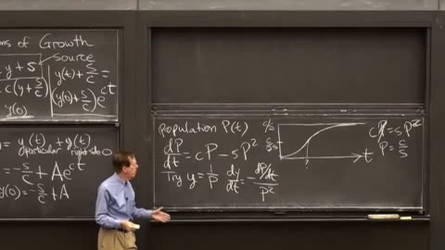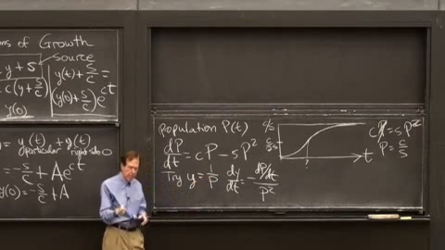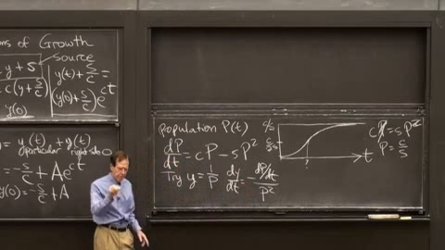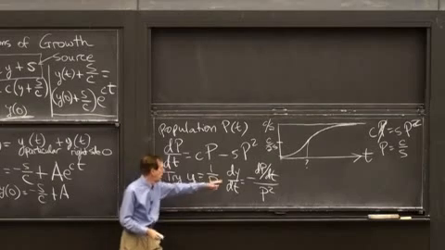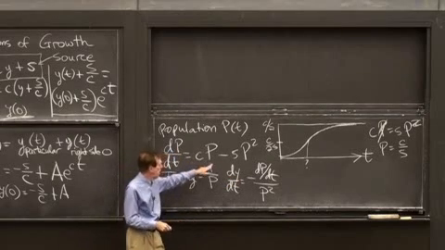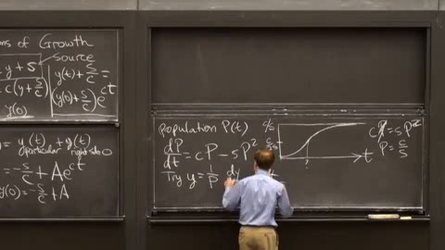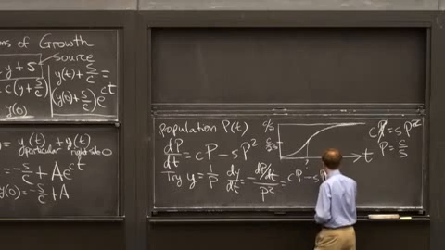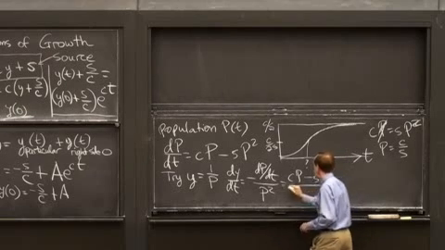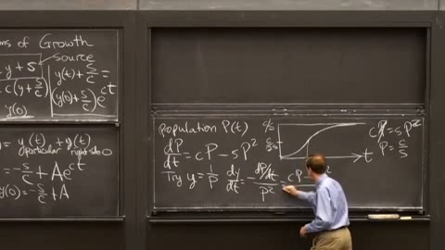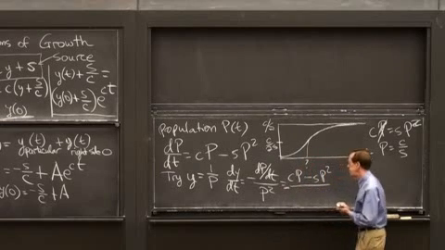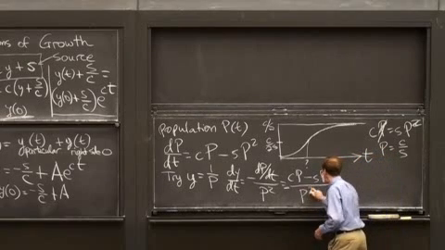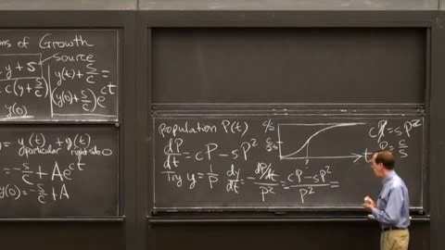That's the chain rule. P to the minus 1, the derivative is minus 1, p to the minus 2, and the derivative of p itself. And now I know dp dt. Now I'm going to use my equation. So that's cp minus sp squared with a minus. Oh, I can't lose that minus. Put it there. Keep your eye on that minus. Divided by p squared. Okay.